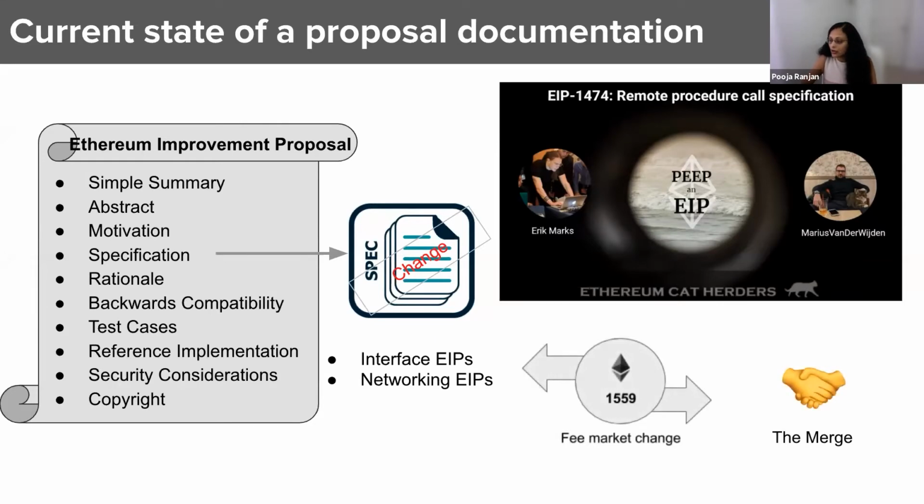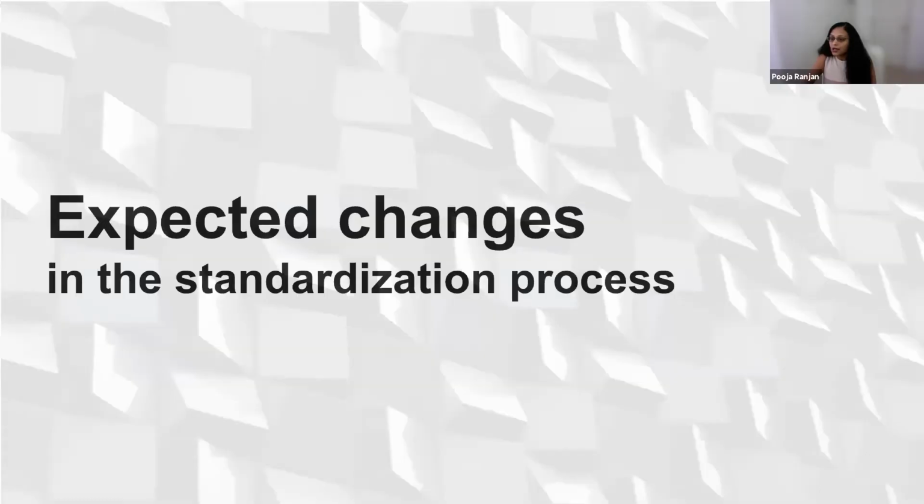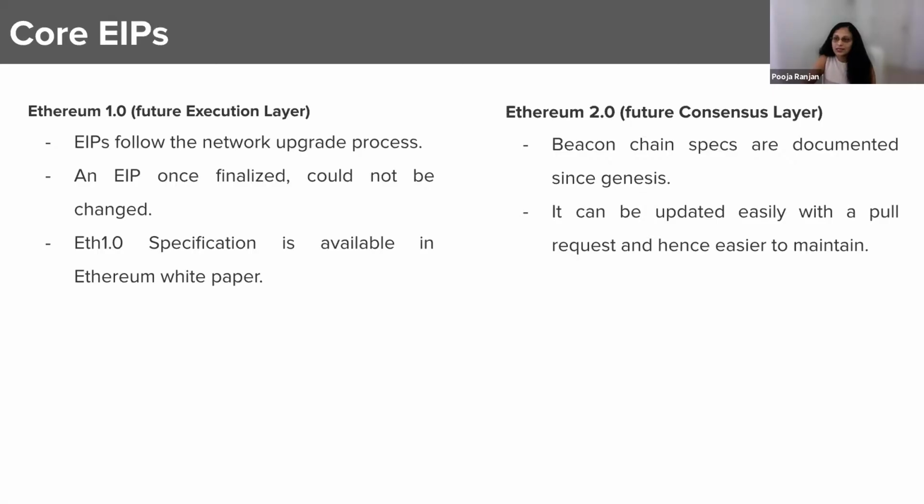During the implementation of EIP 1559 for the London upgrade, some group came together and started exploring options to standardize the JSON RPC API specification so that it could be implemented by Ethereum tool providers. Expected changes in the standardization process.